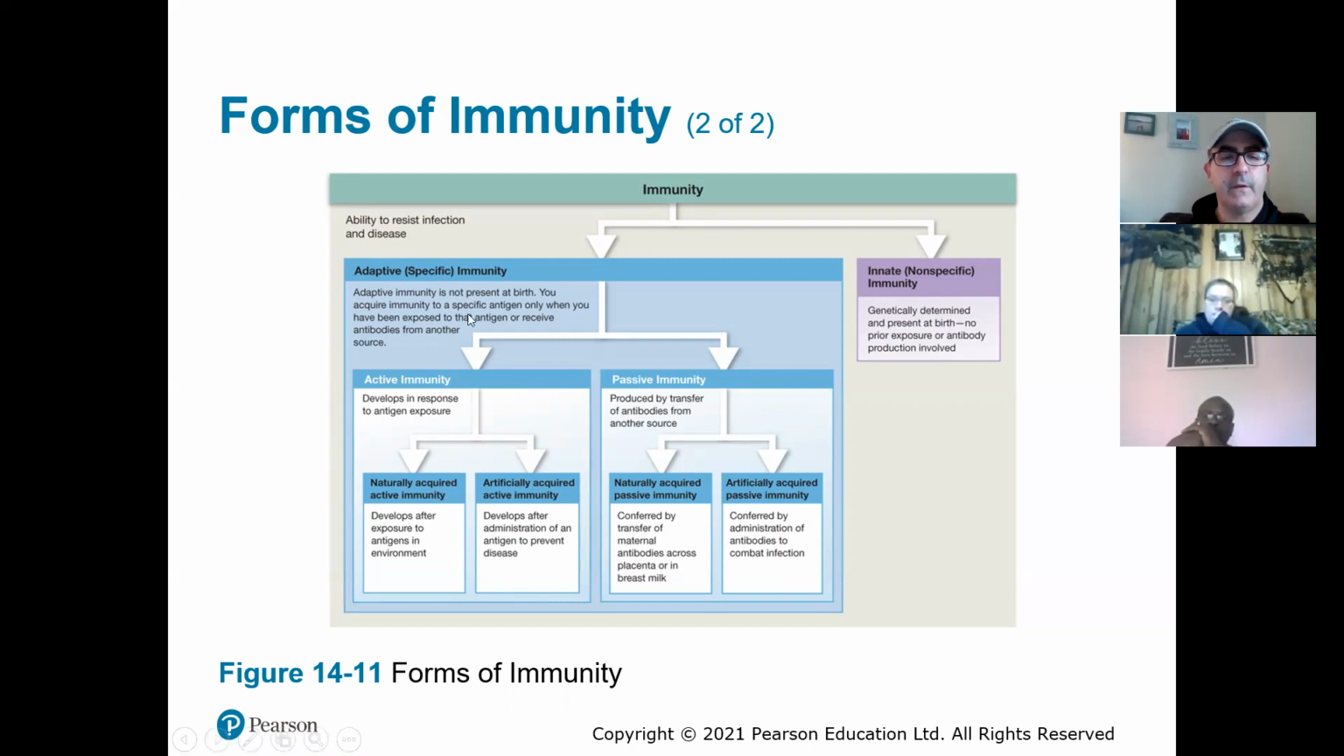Okay. Make sure you know the difference between active and passive immunity and between naturally acquired and artificially acquired.